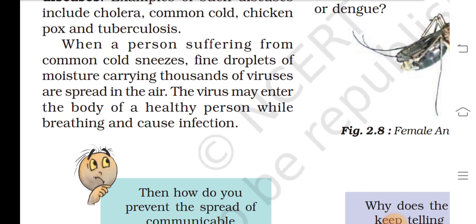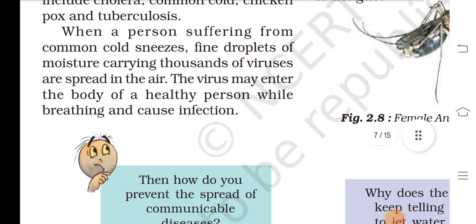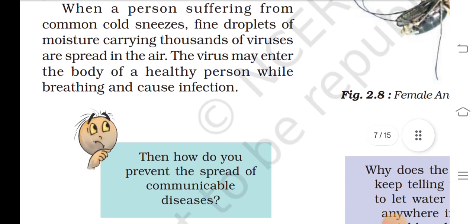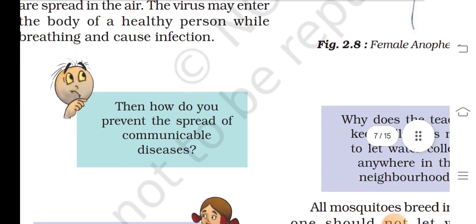When a person suffering from common cold sneezes, fine droplets of moisture carrying thousands of viruses spread in the air. The virus may enter the body of a healthy person while breathing and cause infection.